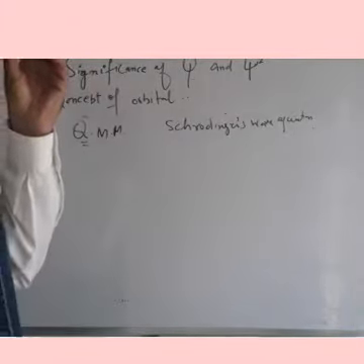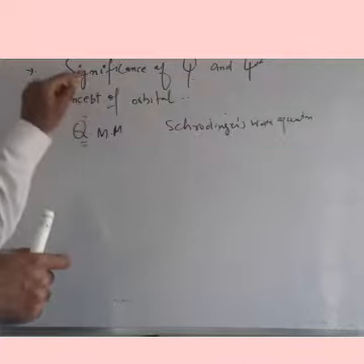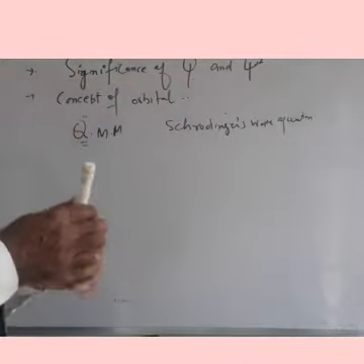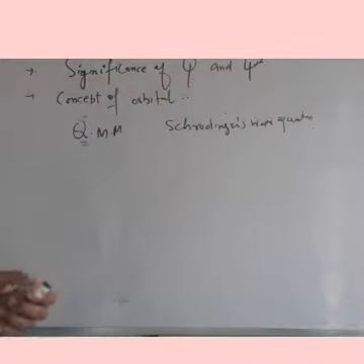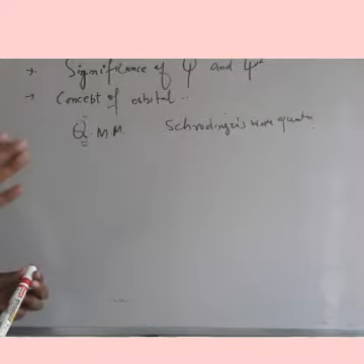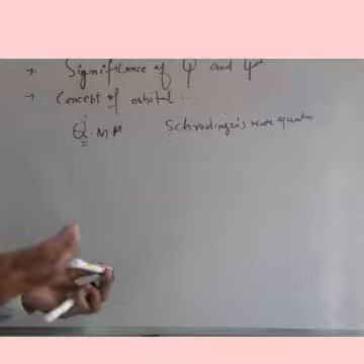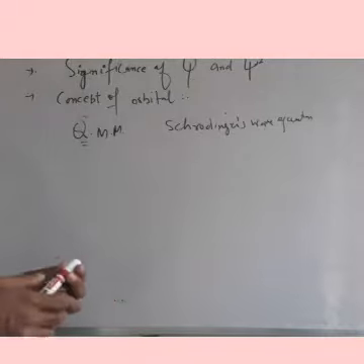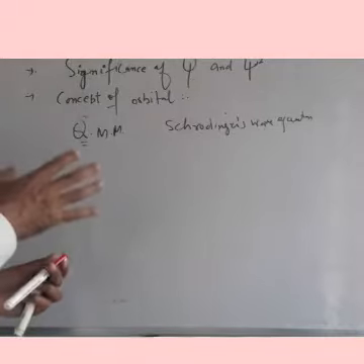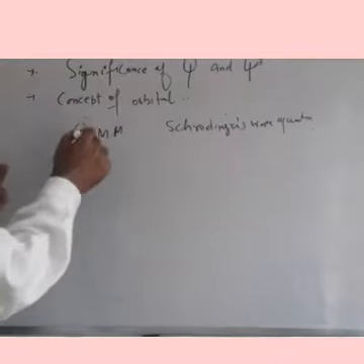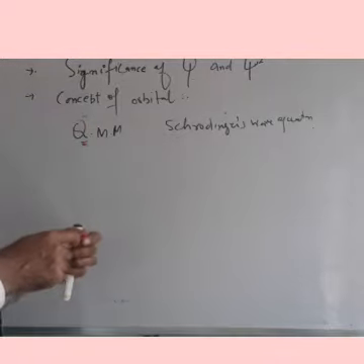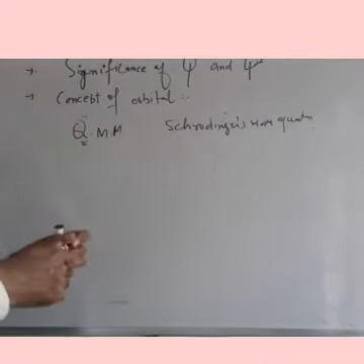आज हमारा टॉपिक है significance of psi and psi square and concept of atomic orbital या concept of orbital. We have discussed quantum mechanical model of the atom. This quantum mechanical model of the atom is based on Schrodinger's wave equation.